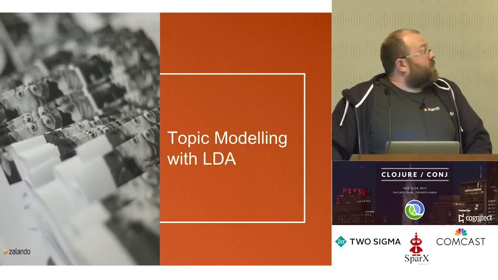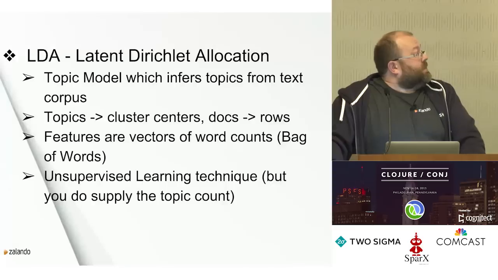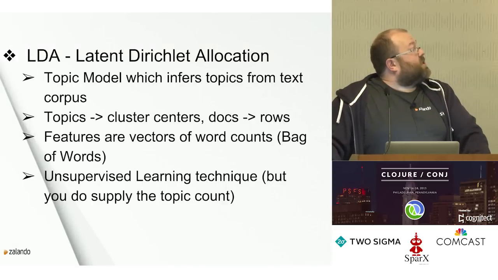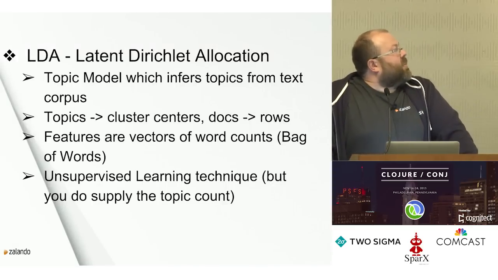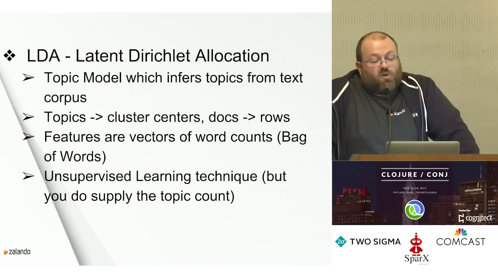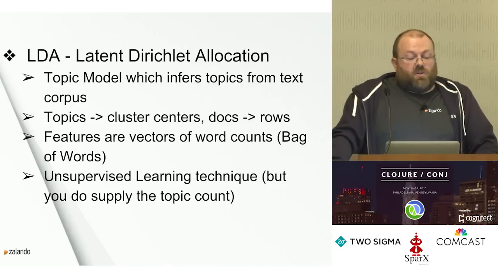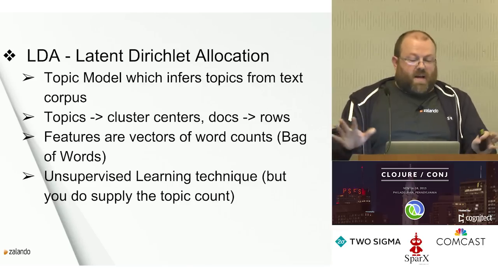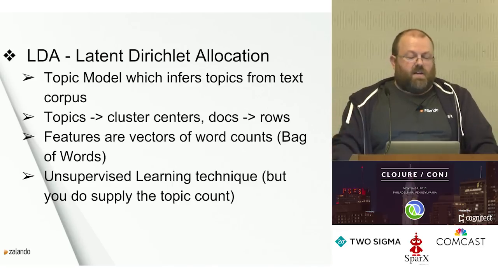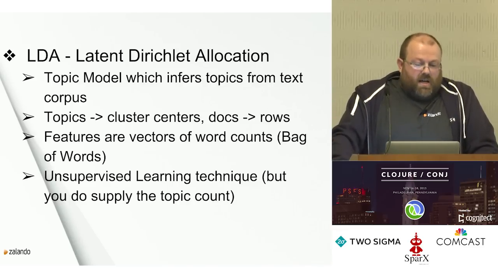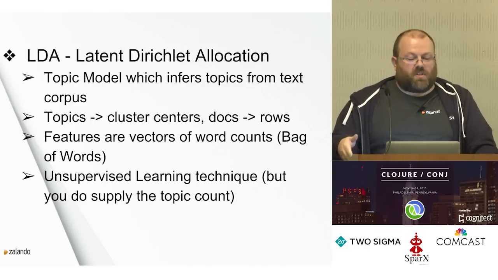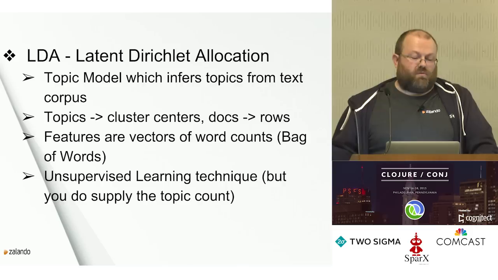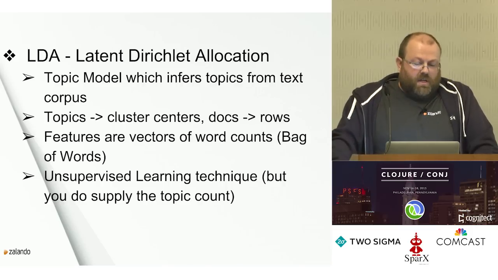And then topic modeling with LDA, which is latent Dirichlet allocation, a topic model which infers topics from a text corpus. Basically, it does a bunch of statistical magic and graph theory and stuff to cluster, creating cluster centers around topics, where the documents are the rows that you feed it as input.